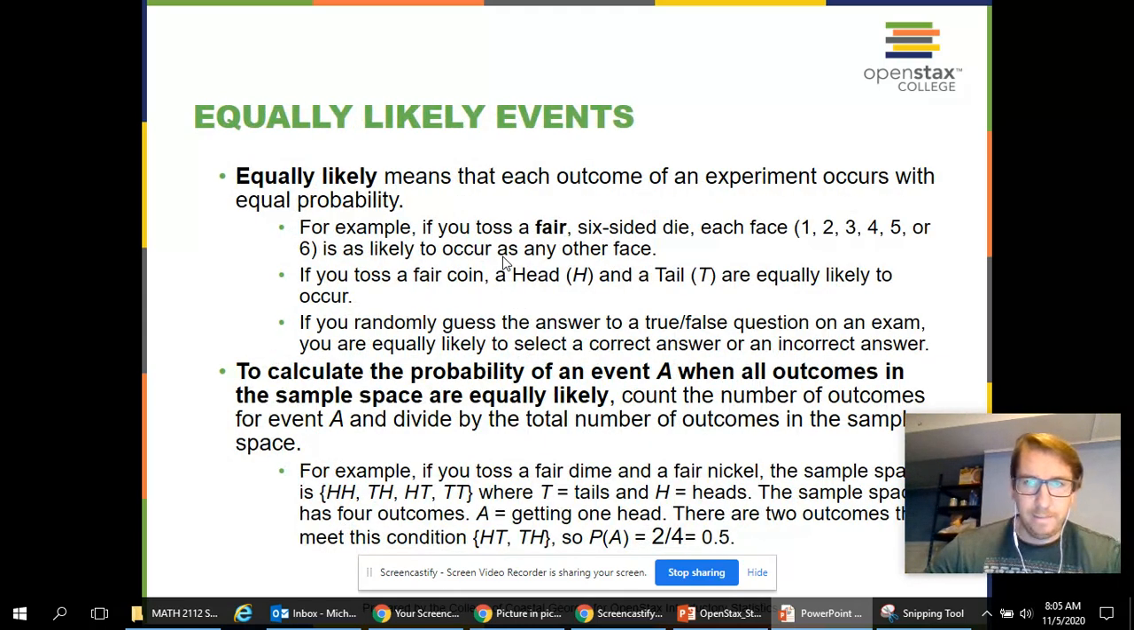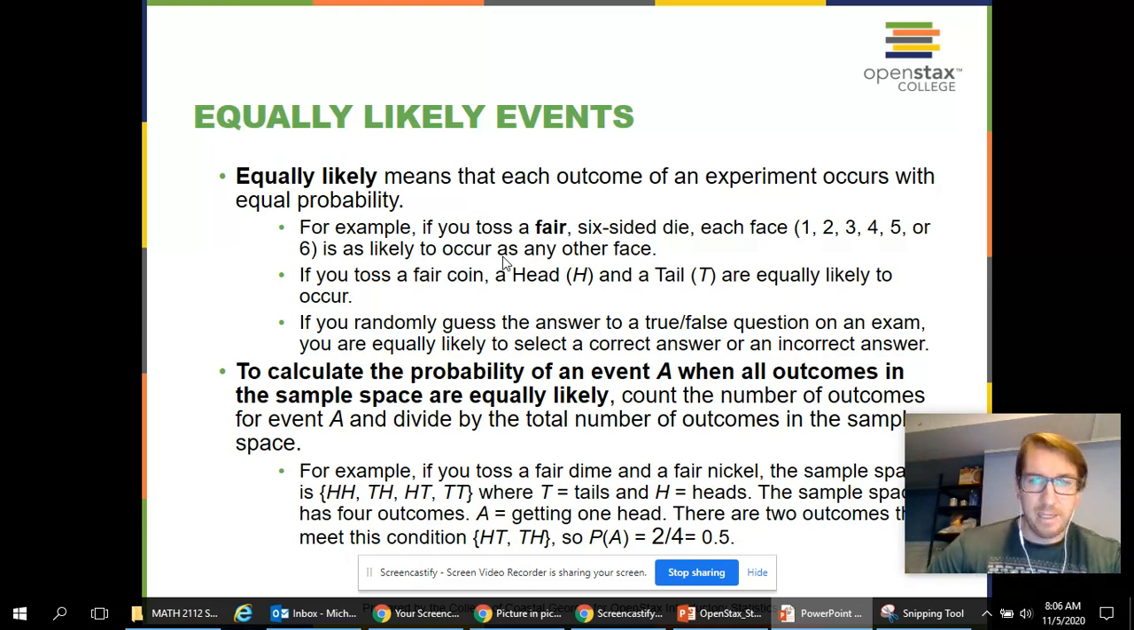Equally likely is something that's pretty common sense. It just means everything has an equal chance to occur. The best example would be rolling a fair 6-sided die. Fair just means it's not weighted, which there are almost no weighted dice, but you can buy them. So it's a fair 6-sided die: 1, 2, 3, 4, 5, 6. Each one has a 1 in 6 chance of happening, or tossing a fair coin, heads or tails, 50-50 chance. If you randomly guess on a true-false question on an exam, you're equally likely. Those are all equally likely.